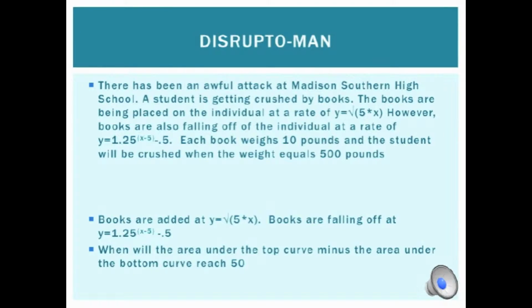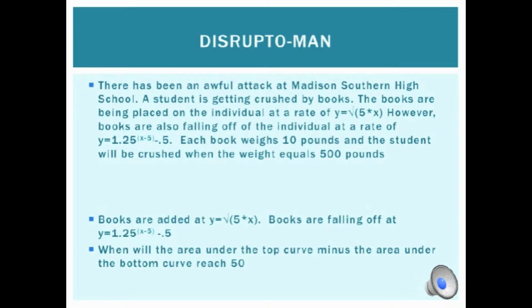There has been an awful attack at Madison Southern High School. A student is getting crushed by books. The books are being placed on the individual at a rate of y equals the square root of 5x. However, books are also falling off of the individual at a rate of y equals 1.25 to the (x minus 5) power minus 0.5. Each book weighs 10 pounds and the student will be crushed when the weight equals 500 pounds.